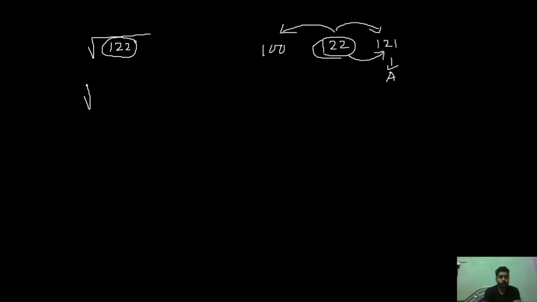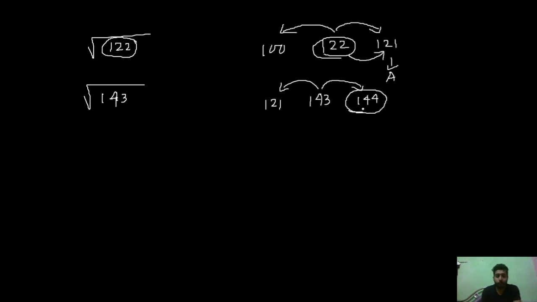Again, suppose we need to find 143, then the perfect squares nearest to 143 are 144 and 121. Now we can see 144 is closer to 143. So we have to take 144 here as A. So we have to choose A as the number which is closer to the required number.